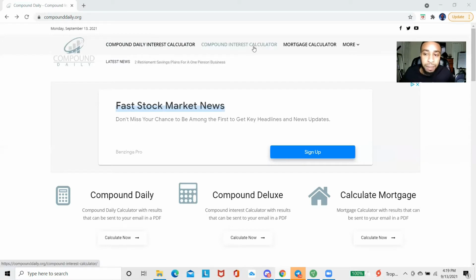Okay. Not the compound interest calculator, not the mortgage calculator. If y'all are looking into getting a house, that'd probably be perfect for you. But we're going to look at the compound daily interest calculator. I'm actually going to click on that.